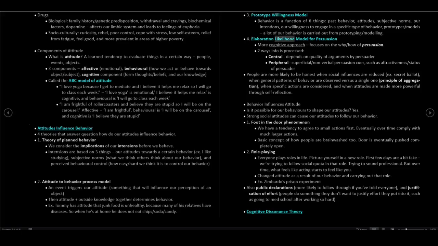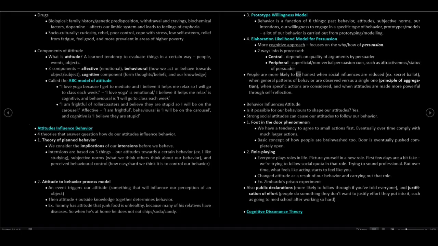4. Elaboration likelihood model for persuasion. A more cognitive approach that focuses on the why and how of persuasion. There are 2 ways info is processed. Central depends on the quality of arguments by the persuader. Peripheral is superficial or non-verbal persuasion cues, such as the attractiveness or status of the persuader.